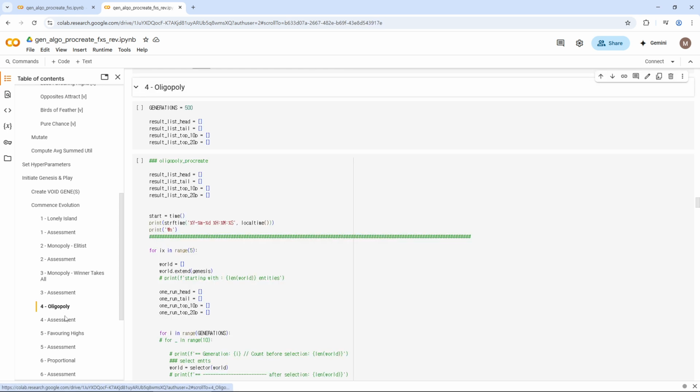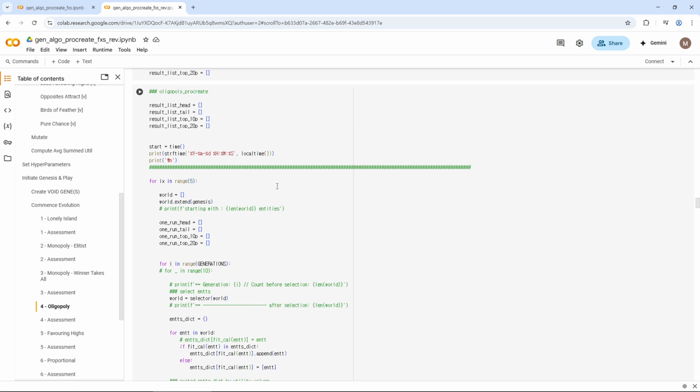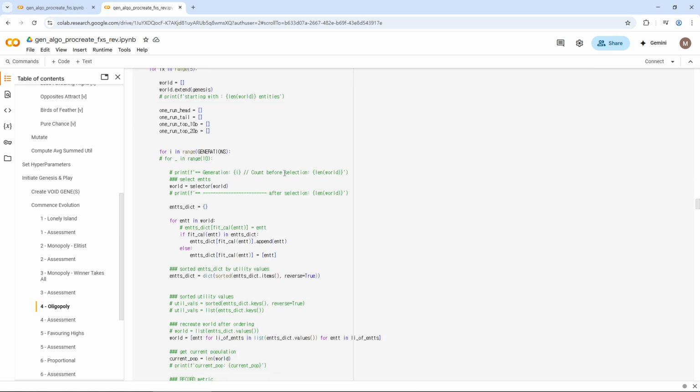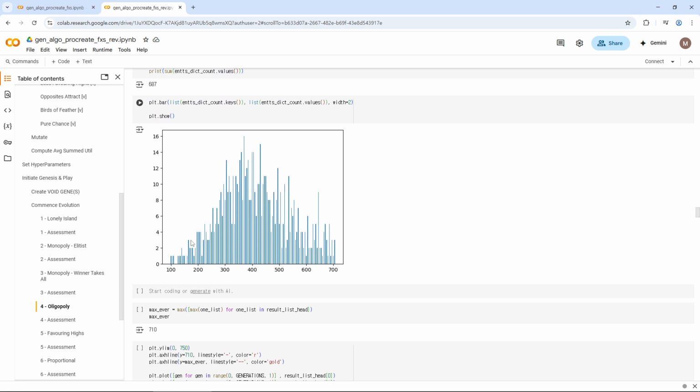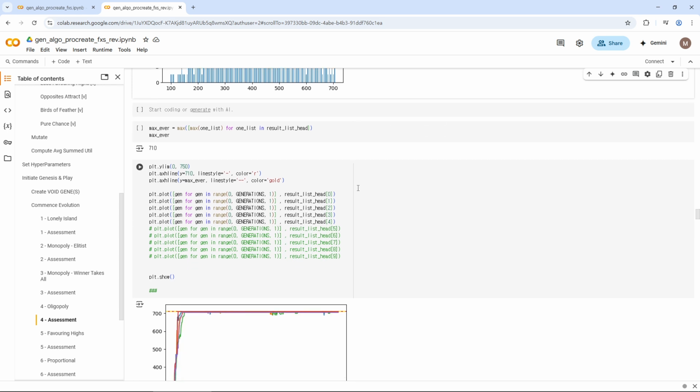And oligopoly, we use that where I think in this case the top 10% get to procreate with each other, and we see that it is still kind of a normal distribution, but there are occasional higher values towards the right, at the 400, below 500, above 500, above 600, and so on. And there are about 3 entities above 700, so that's good.